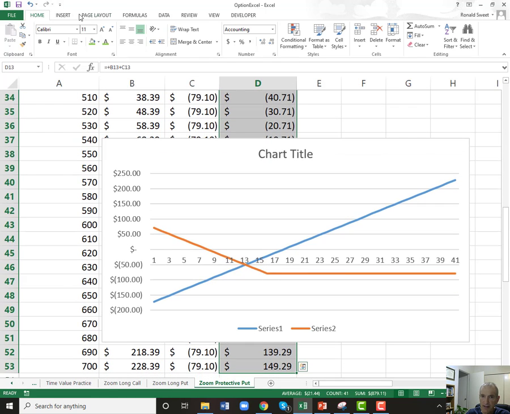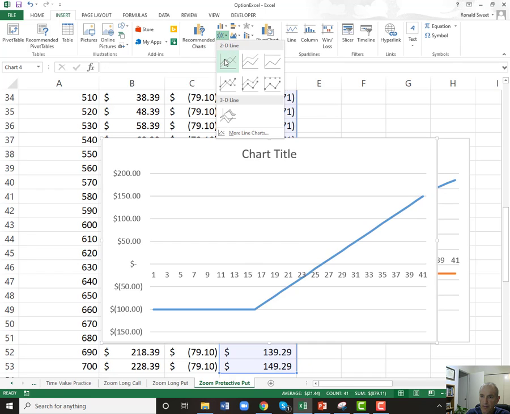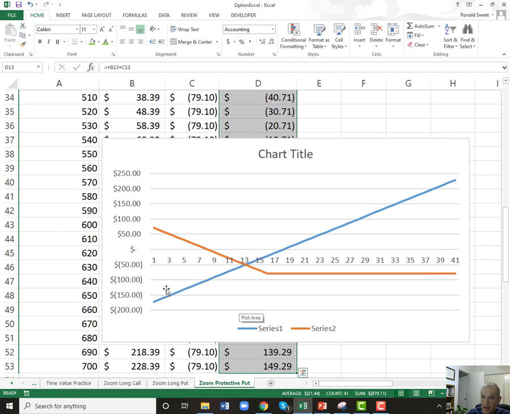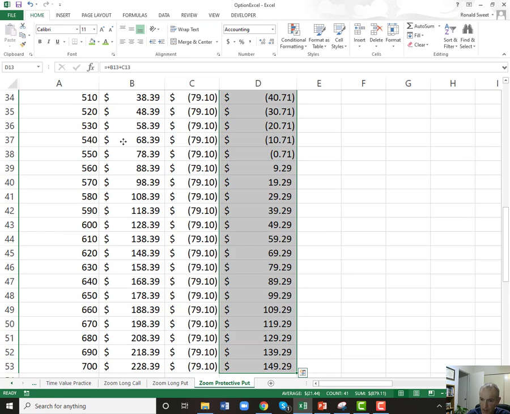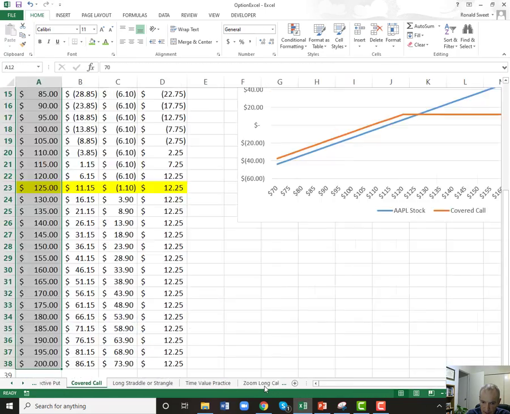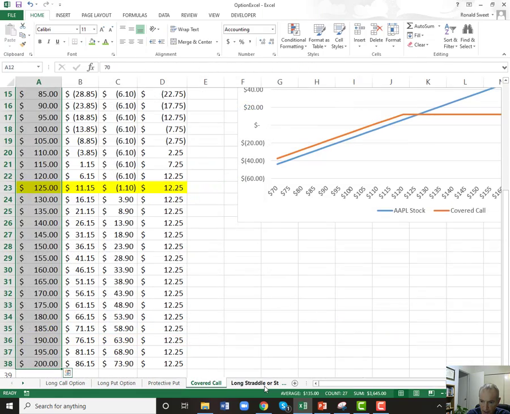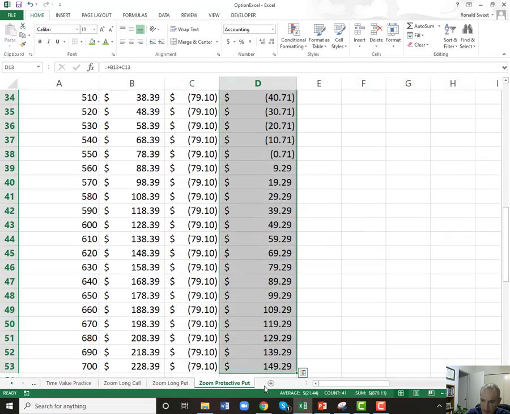When we graph that, we get something that looks a lot like that long call. Remember, because of put-call parity, a protective put where you own the stock and own the put is very, very similar to just owning the call. They're very, very similar strategies. All right, so there's a protective put. When we did the previous example, we did the long call, the long put, the protective put, then we did the covered call. So I'll do the covered call next.